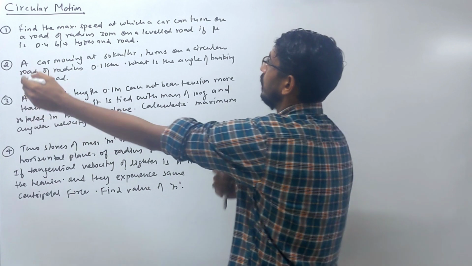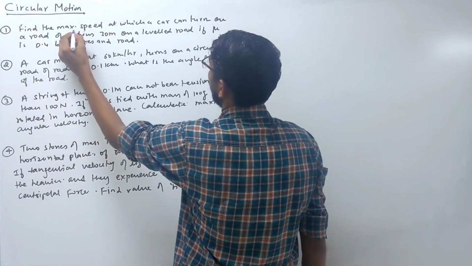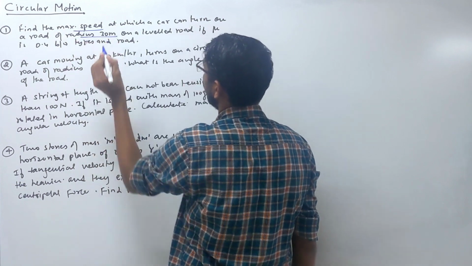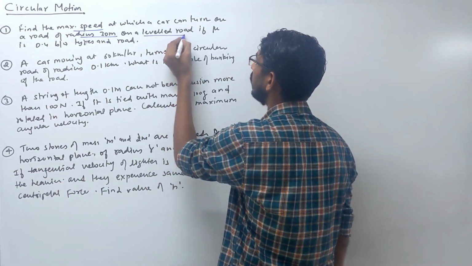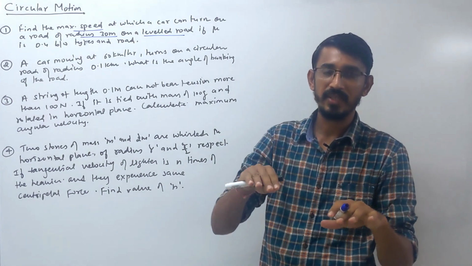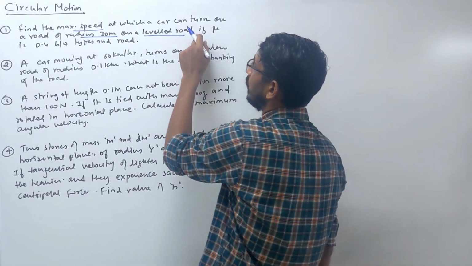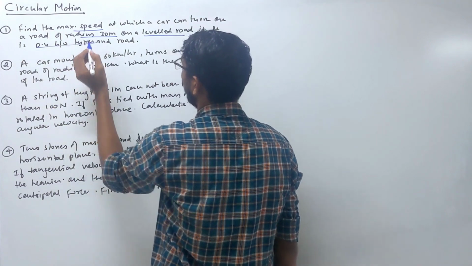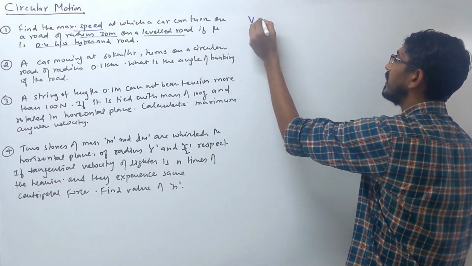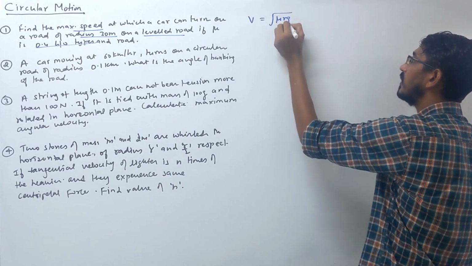First problem: find the maximum speed at which a car can turn on a road of radius 30 meter on a level road. Level road means it's not raised, no banking. If mu is 0.4 between the tires and the road, it's a simple problem, only mu is given, so we know that the safe speed in this case is simply root of mu rg.